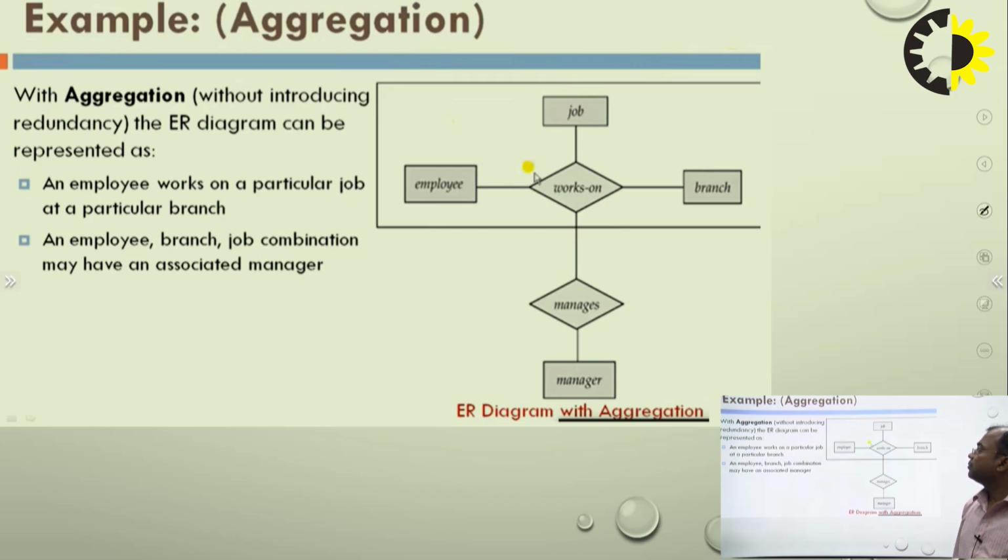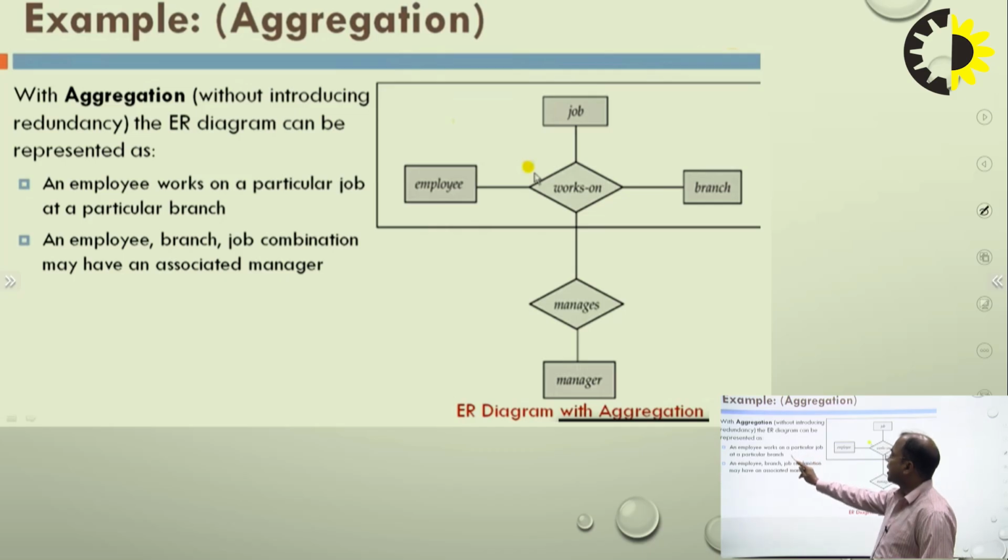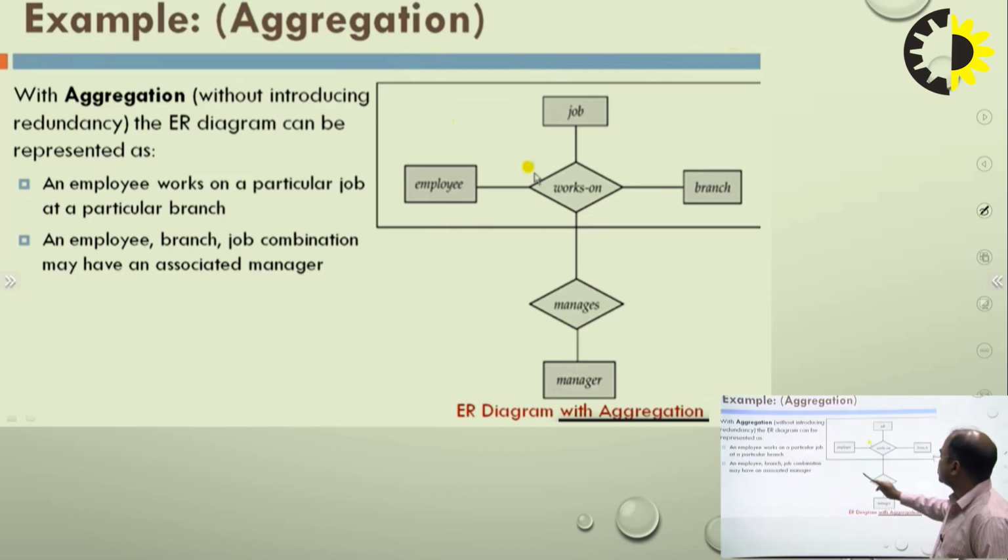Here we can take an example of aggregation. With aggregation, without introducing redundancy, the ER diagram can be represented as an employee works on a particular job at a particular branch. That is the employee works-on relationship, related with a particular branch. We can say employee, branch, and job combinations may have an associated manager. Means they are looked after by the managers, and the manager manages the works-on relationship with branch and employee. So this ER diagram shows the aggregation relationship.